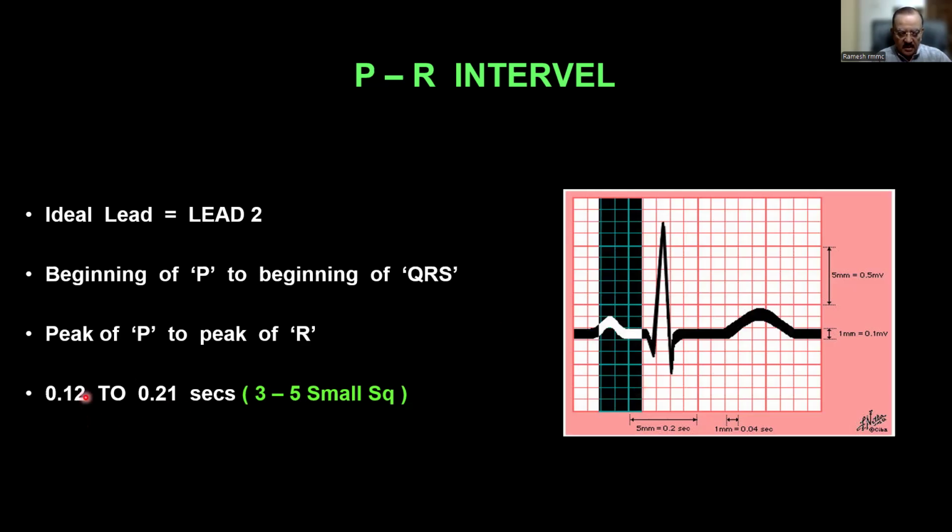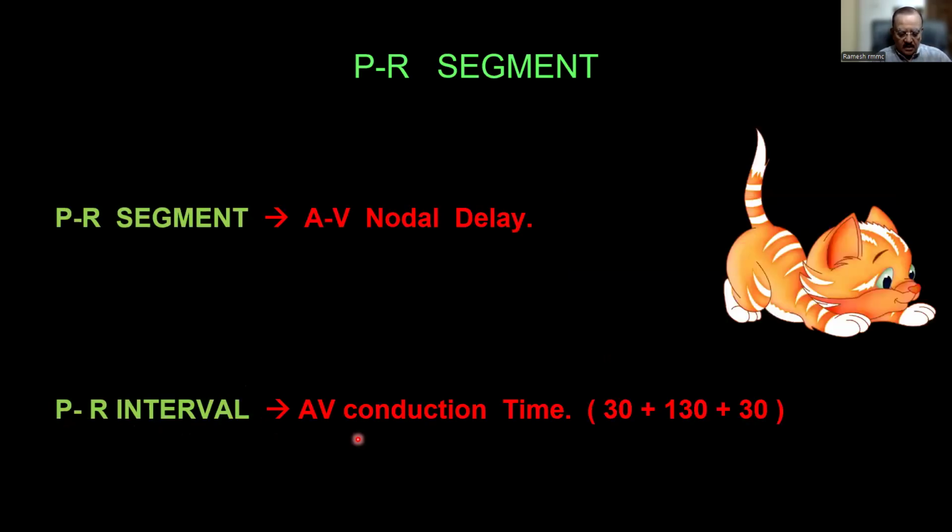In other words, how much is 3 small squares? 1 small square is 0.04 seconds. 3 small squares is 0.12. 5 is 0.20. Technically, correctly, it is 0.21. But it is difficult to remember 0.21, and for practical purposes, 3 to 5 small squares is the normal duration of the PR interval. Right?